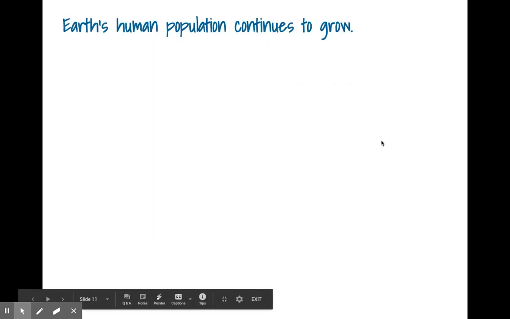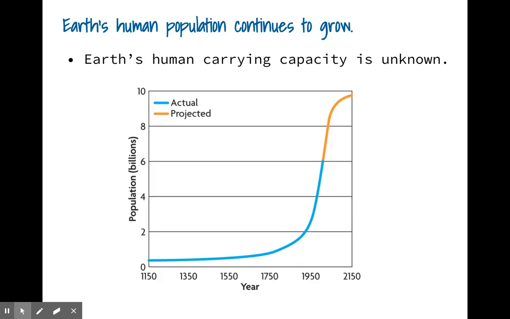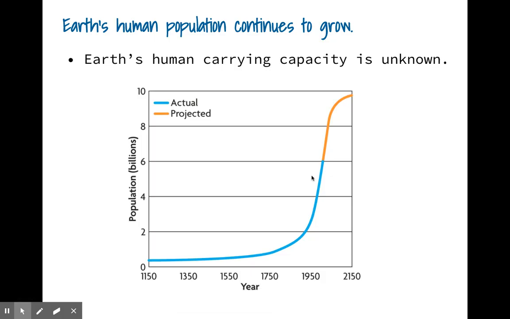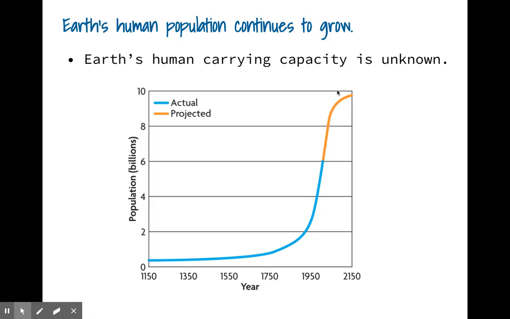Earth's human population continues to grow. Our carrying capacity right now is unknown. And this is what we're projected at, in the billions, right? I believe right now on Earth, it was at 6.2 billion and rising. So this is where we're at right here. Notice that by the year 2150, we're looking at close to 10 billion people. That's what the projection is. As of right now, the human population is growing exponentially, and we have unlimited food, water, and resources.